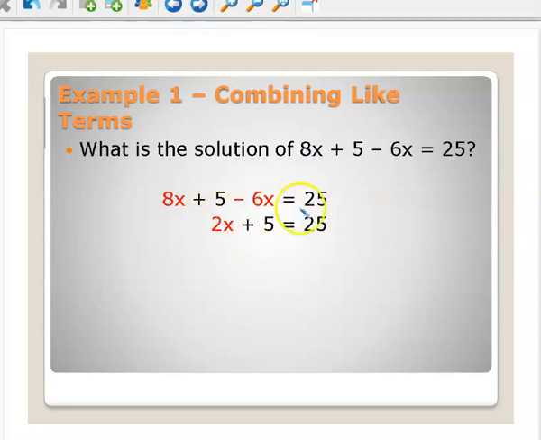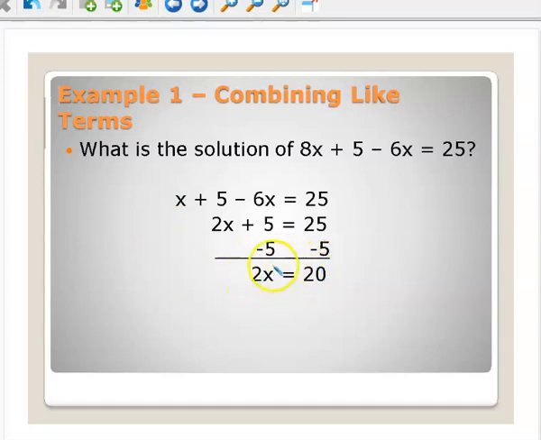So to simplify this, the first step we're going to take is to subtract the 5 from both sides. That allows this term right here to go to 0 on the left, and we'll take it away also from the right, just like we would on a balance. So if we do that, we end up with 2x on the left, 20 on the right. We have one step left to finish.